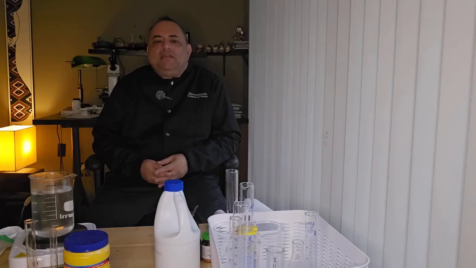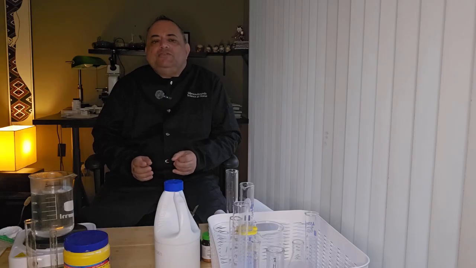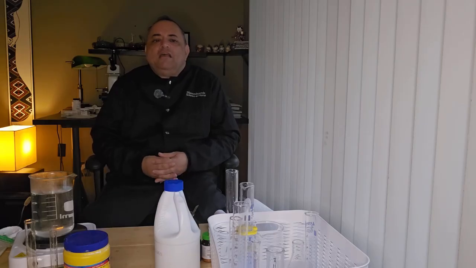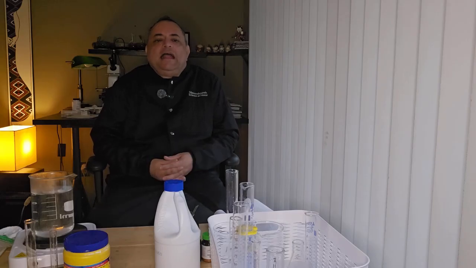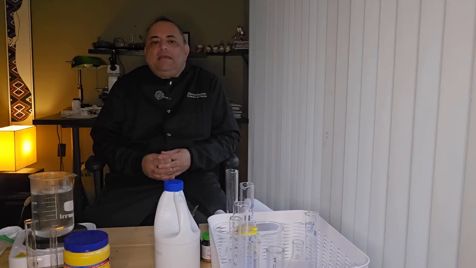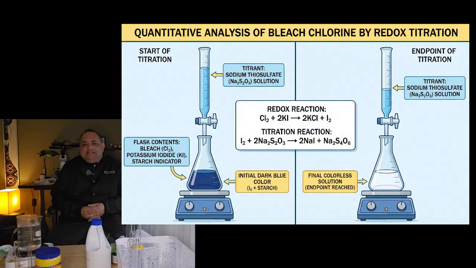Using iodometric redox titration, we're going to use sodium hypochlorite, which is a strong oxidizing agent. We're going to measure sodium hypochlorite, which is bleach, and in an acid medium, hypochlorite oxidizes iodide ions to form iodine. This liberated iodine is then titrated with a standard solution of sodium thiosulfate. The amount of thiosulfate used is directly proportional to the chlorine content.